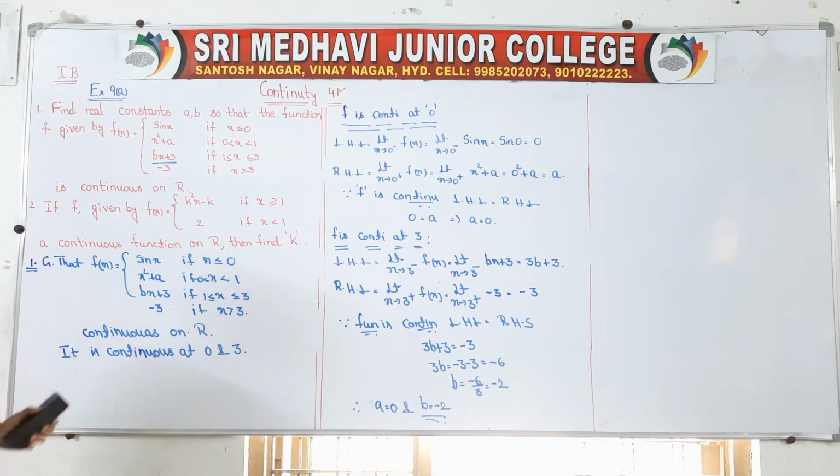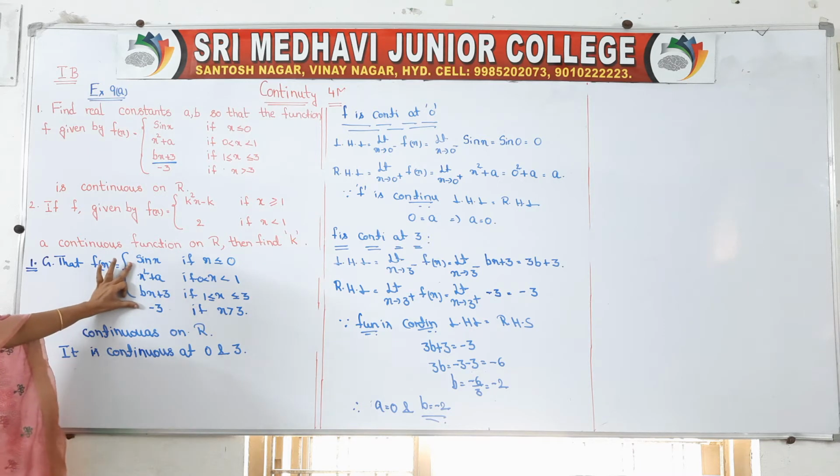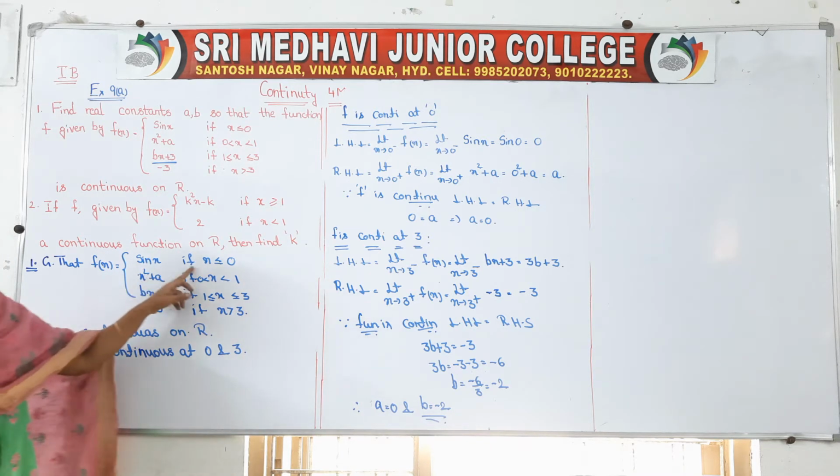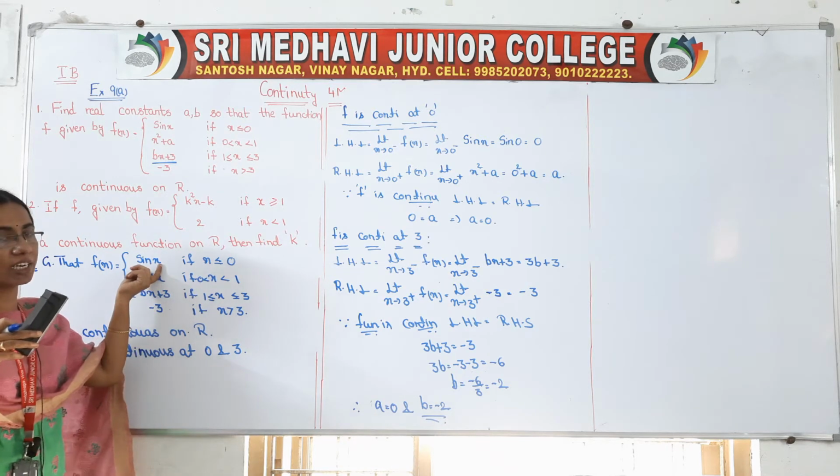Okay, so very simple problem. Observe here, the function is defined in 4 ways depending on the x value. X less than 0, it is defined as sin x.